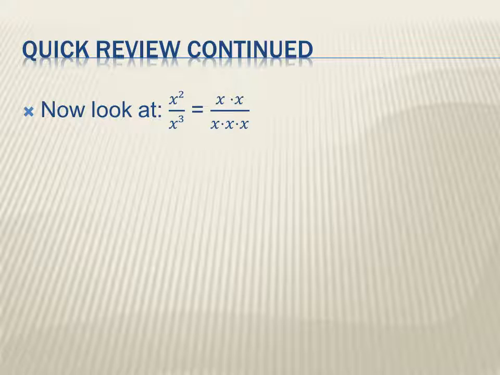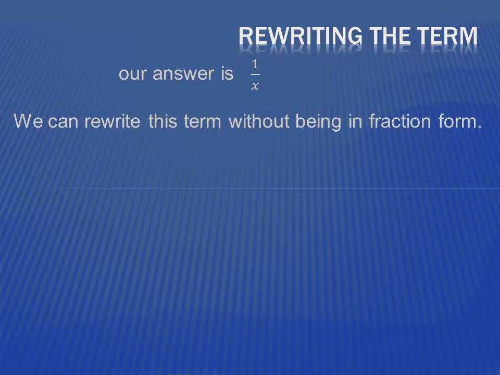Now, let's look at that exact same problem, but reversed, with x squared as the numerator and x to the third as the denominator. So once again, x squared is x times x, and x cubed is x times x times x. Setting up the same way, we follow the same rules, we'll cancel, and we'll see that we have x left, but be very careful, the answer is not x because it's below the fraction bar, so it becomes 1 over x. Now, when we rewrite our terms, our answer is 1 over x.